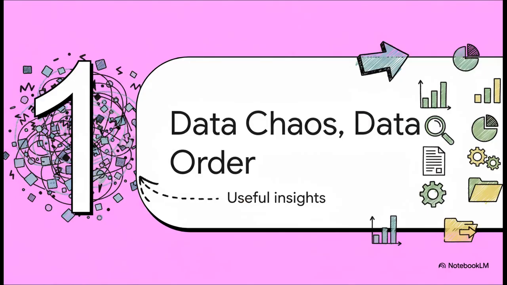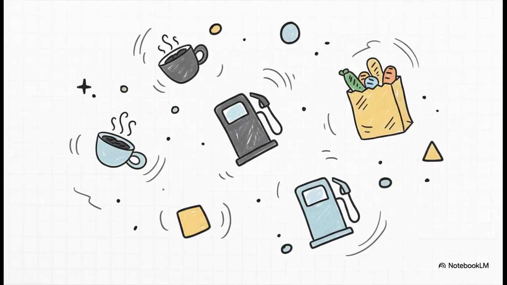So first things first, we've got to get our heads around the big idea here: the massive difference between all that raw stuff we collect and the useful insights we actually want. This is the whole game of data versus information. Okay, just look at this. This right here, this is raw data. It's a jumble of facts with absolutely no context, no structure.